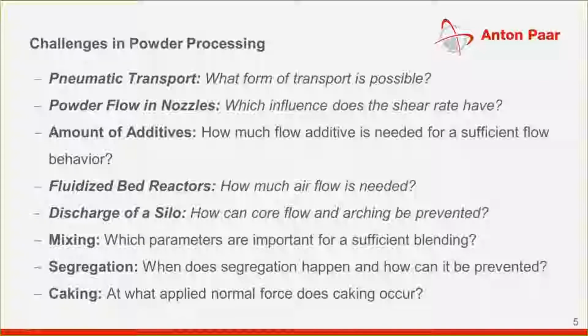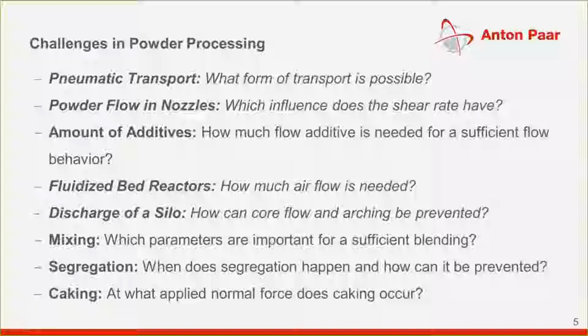When you're processing or handling powders, they can show quite complex behavior depending on what you're doing. Different questions and challenges might arise. If, for example, you're pneumatically conveying your powders, then you might wonder which form of transport is possible, for example, dense phase flow or dilute phase flow. You might also want to know what airflow is necessary for pneumatic transport. If the powder is flowing through a nozzle, then the nozzle design and thereby the shear rate will impact quite strongly how the powder behaves during the spraying process.